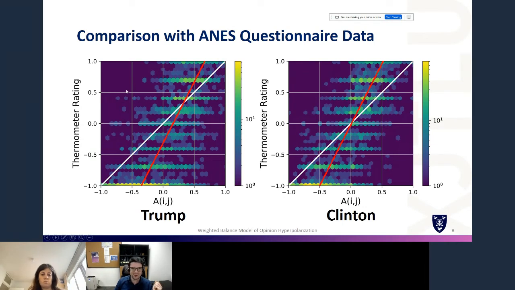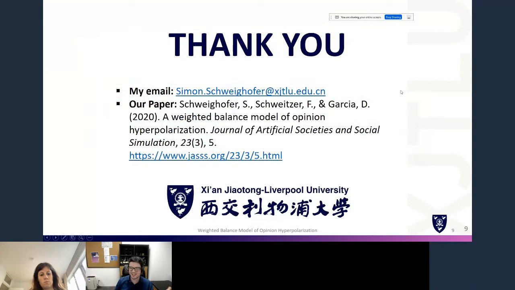So as we can see, our theory is not just generating the right macro phenomenon of hyperpolarization if we stuff it into a model. It also works very well with empirical data. And that's it from my side.